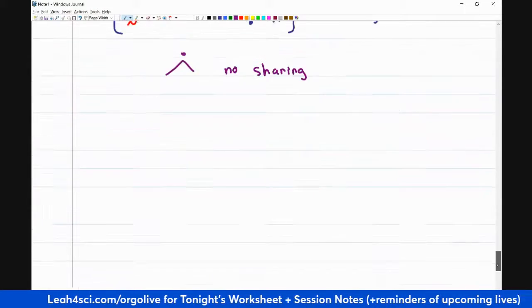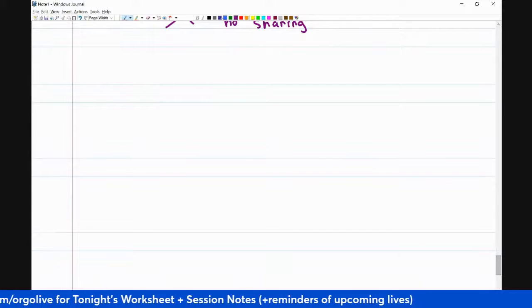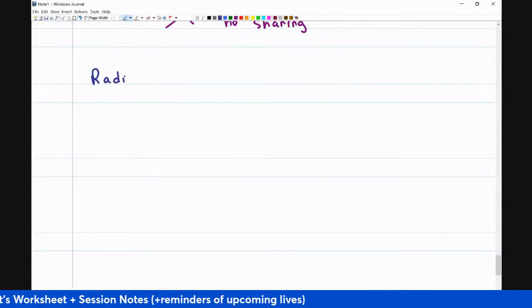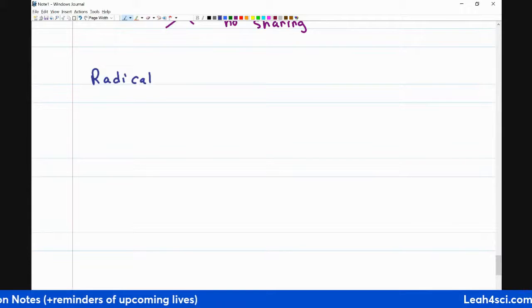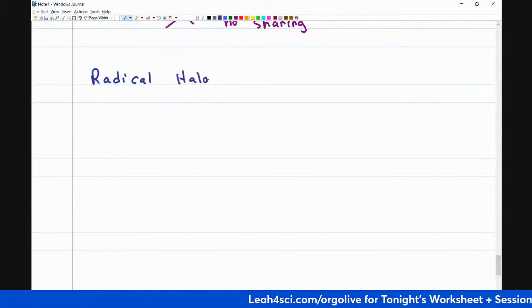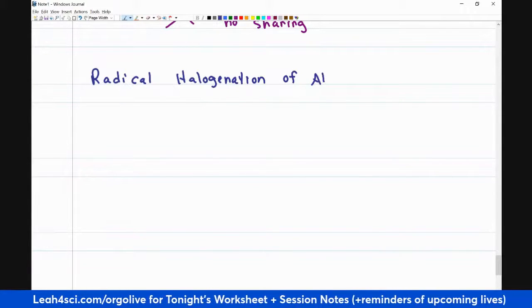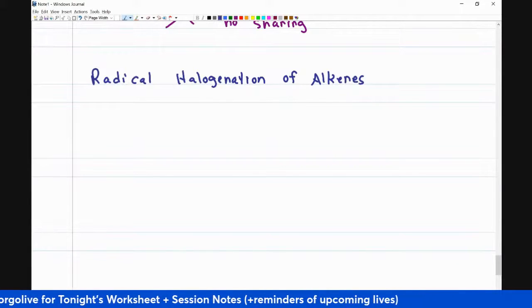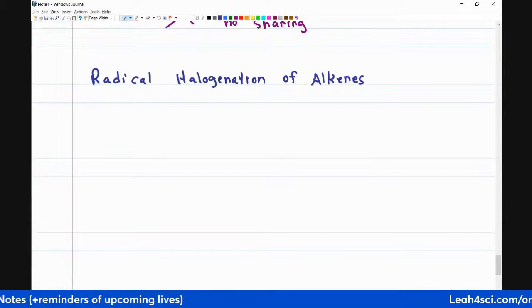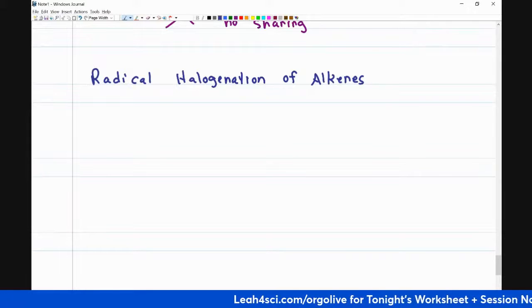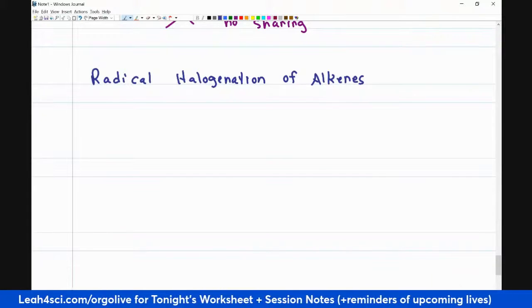Okay, so the next mechanism I want to look at is the radical halogenation of alkenes, which should look somewhat similar to the alkanes, but also very different. So let's make sure we clarify the difference. When you learned alkene reactions, you would have learned 2 different types of halogenation. You would have learned the dark reaction and the light reaction. What does that mean? And did your professor call it dark and light? Let me know in the comments.